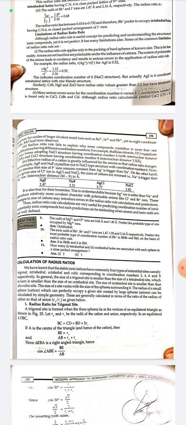This is understandable because the Ag positive ion is softer than Na positive and introduces relatively more covalent character with polarizable anions like Cl negative and Br negative. These changes in size of the cation may introduce error in the radius ratio rule calculation and prediction. Thus, radius ratio rule calculations are very easy for predicting the coordination number of ionic or partially ionic compounds, but such predictions can be misleading when atomic and ionic radii are not well defined.